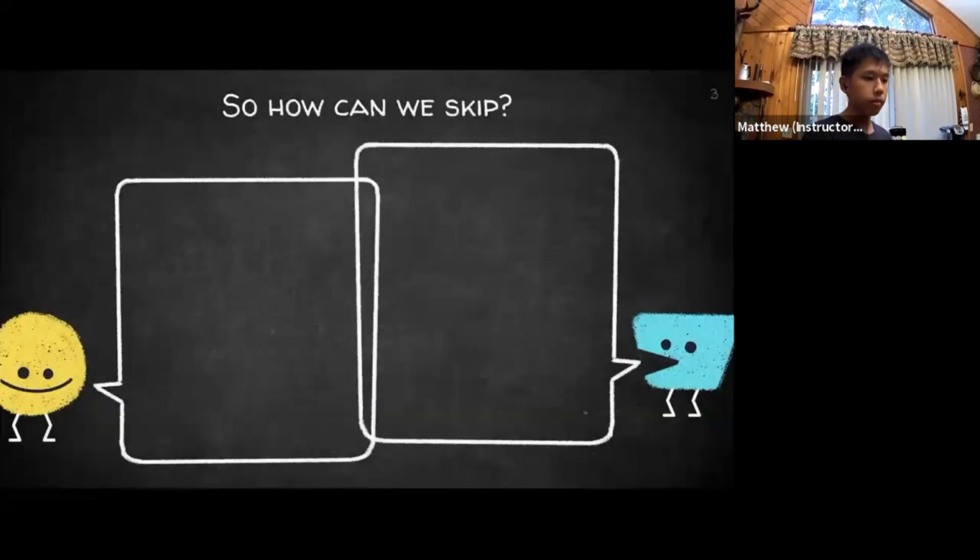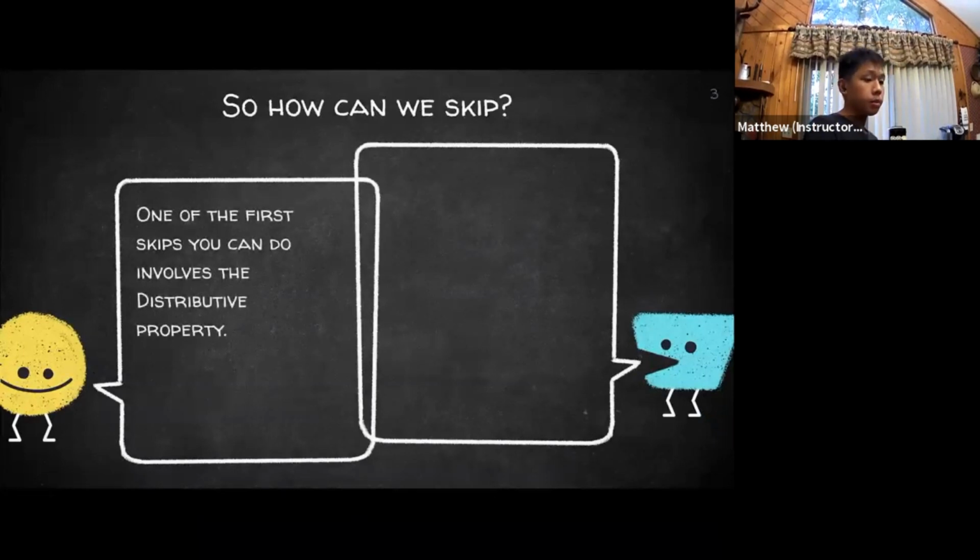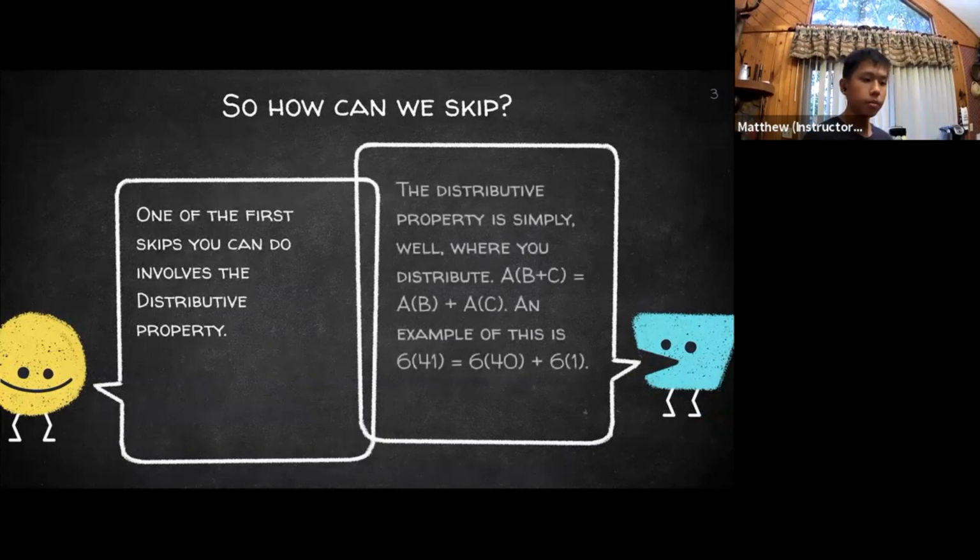So, how can we skip? One of the first shortcuts involves the distributive property. It's simply where A times (B plus C) is equal to A times B plus A times C. For example, 6 times 41 is equal to 6 times 40 plus 6 times 1. Well, that's just 240 plus 6. That's 246. Now, let's continue.